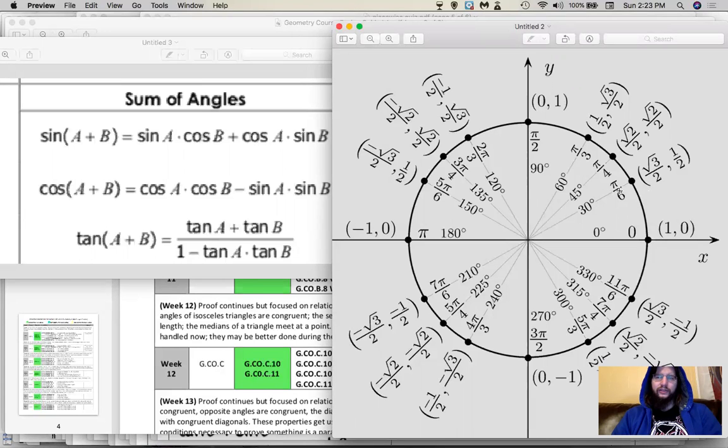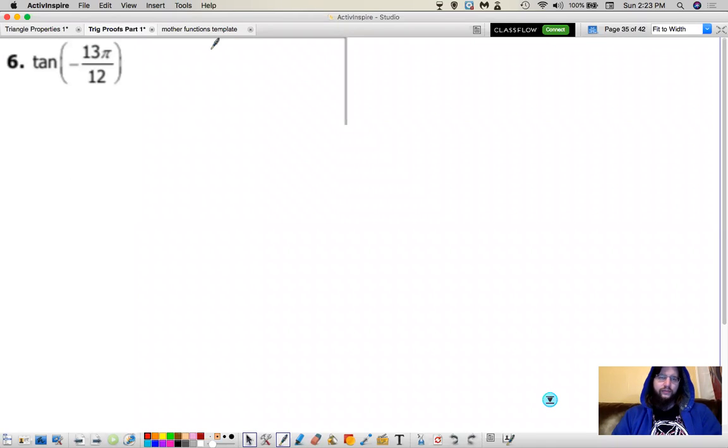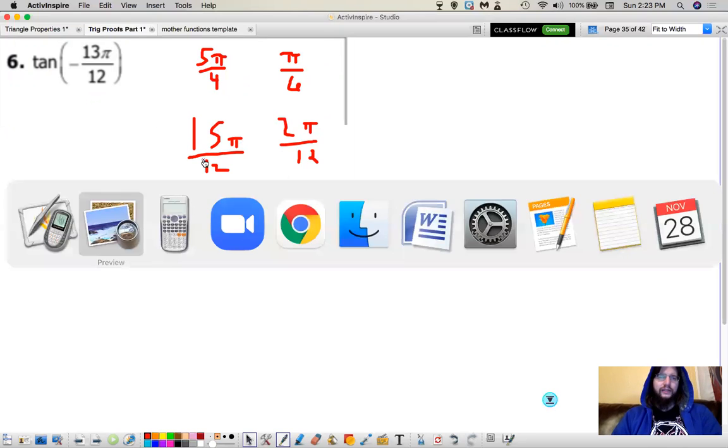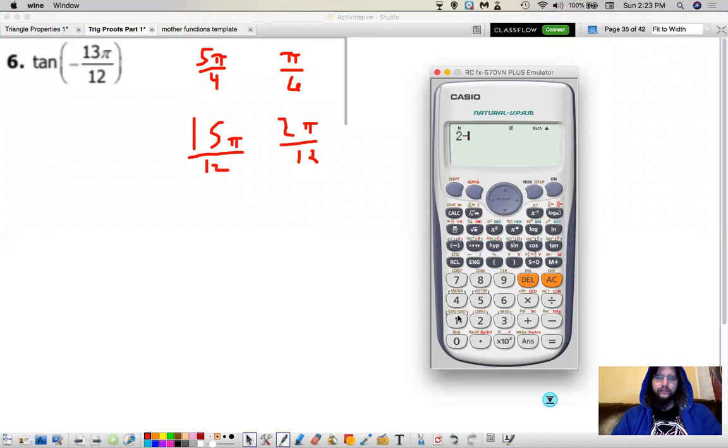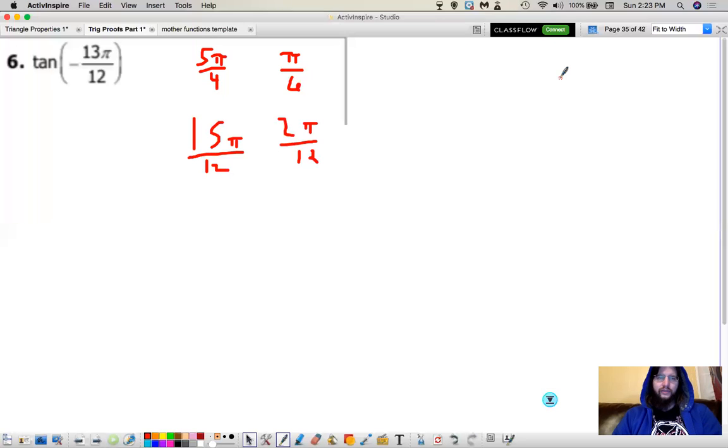So I know pi over 6 is a 2, pi over 12, so let's try that. 5 pi over 4 and pi over 6. Let's see if that'll work. So common denominator of 12, that's 15 pi over 12. That's 2 pi over 12. And we need to go the other way around. We need 2 minus 15 to get that negative 13. There we go, that's what we're going to do.